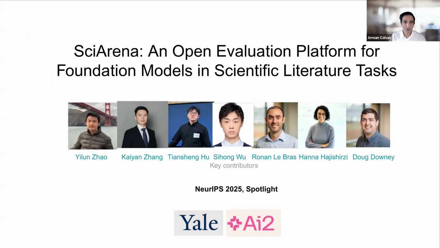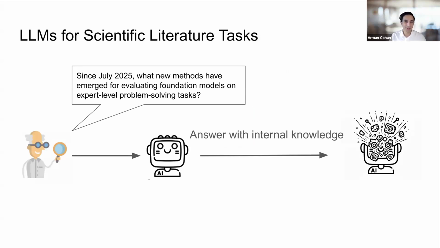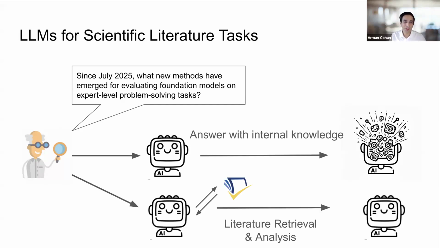So the first work, which is going to be presented at NeurIPS, is SciArena, an open evaluation platform for evaluating LLMs in scientific literature tasks. As an introduction, if you want to use LLMs for scientific tasks, and you don't give them access to search, they usually are not going to be very helpful, especially if the knowledge that you ask them about is not in their parameters. So what people do these days is use deep research systems or RAG systems that allow the LLM to search for the information that it needs and then answer the question.